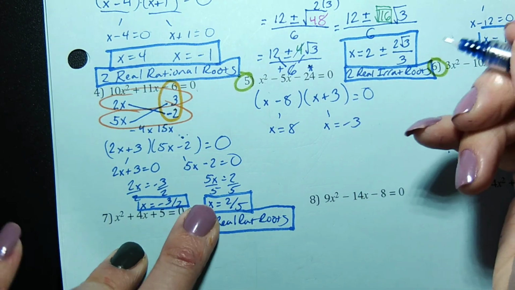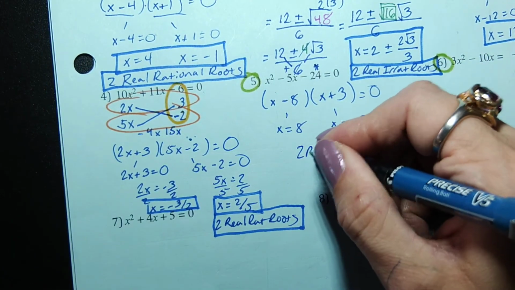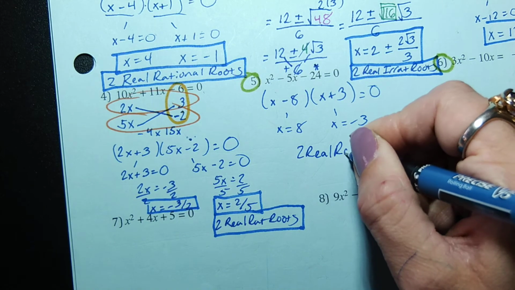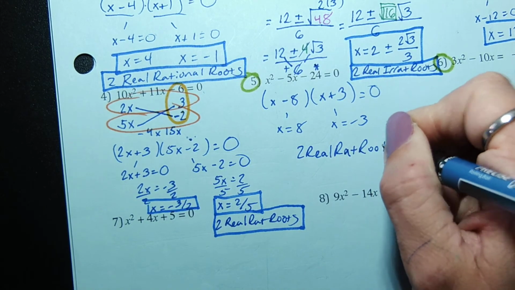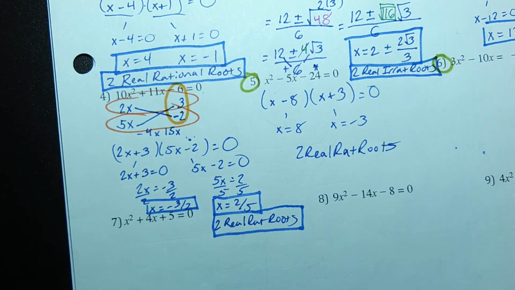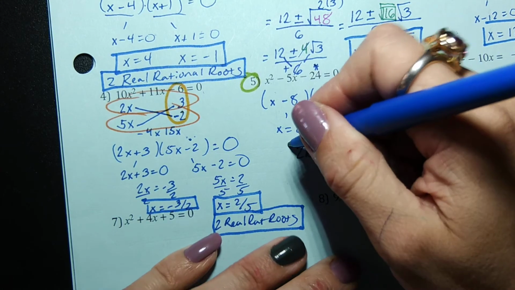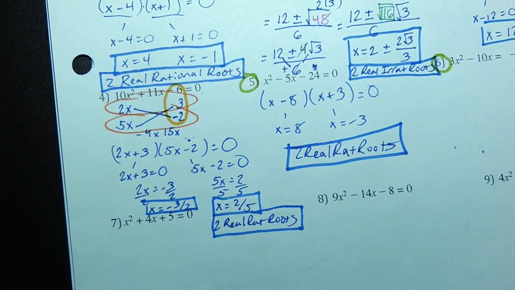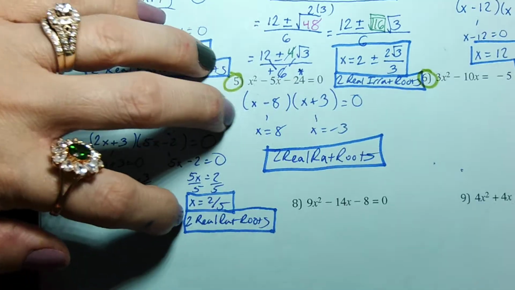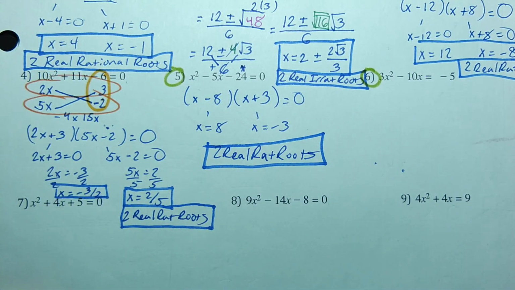Skipping a few steps there. So 2 real rational roots. 2 real rat roots. That's fun to say. And if you had typed that in on your calculator, you would have seen that they were exact, or you could have just gone straight into the factoring first.